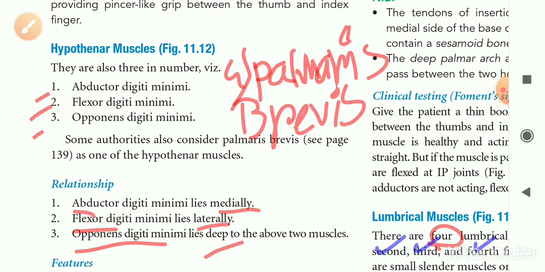Now come to the hypothenar muscles. There are also 4 muscles in the hypothenar group. They are abductor digiti minimi, flexor digiti minimi, opponens digiti minimi, and palmaris brevis.